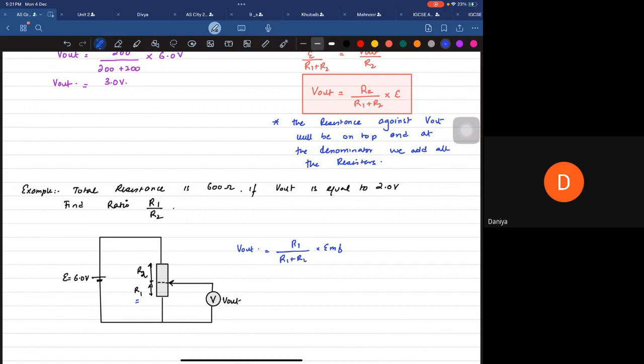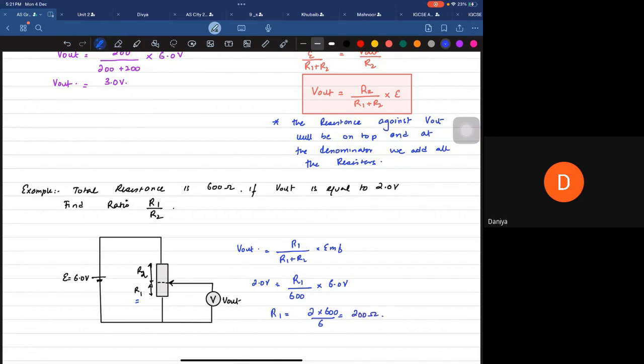Right now, we know the total resistance, which is R1 plus R2, that is 600, and the EMF here is 6 volts. Also, V out is given as 2 volts. So we can find R1. It will be 2 into 600 divided by 6. So it's going to be 200 ohms.